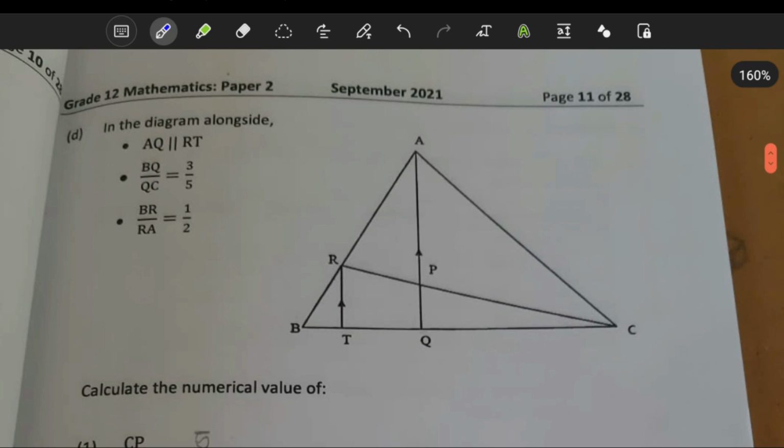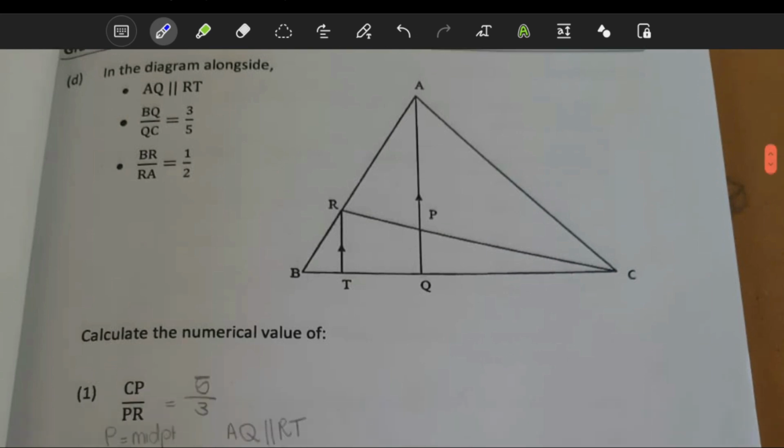Okay, so we have Q, oh no, what do we have? It says in the diagram alongside, AQ is parallel to RT, which is fine. So they also said here we have the ratio of BQ over QC, which is 3 to 5. Okay, let's put 3 here.